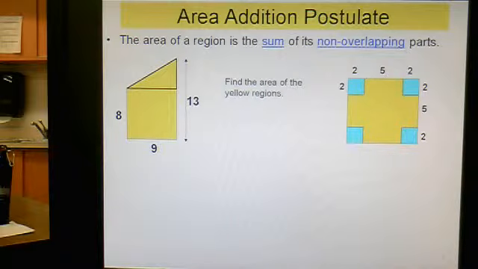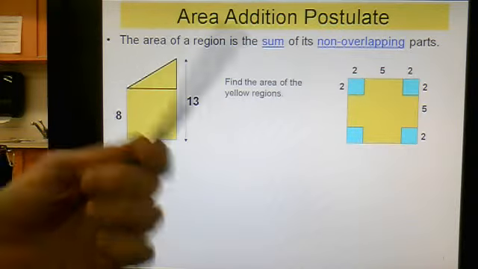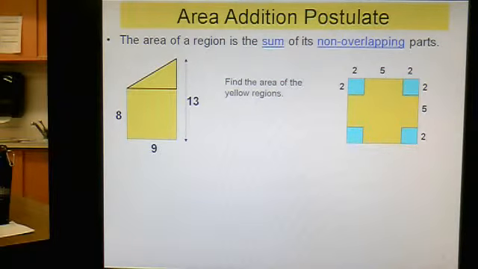Alright, the next step of this is a postulate. Looks a lot like the angle addition postulate. Looks a lot like the segment addition postulate. This one's for area. And it basically says you can add areas that are next to each other. Just like angle addition, you could add angles that are next to each other. Segment addition, you could add segments that are next to each other.